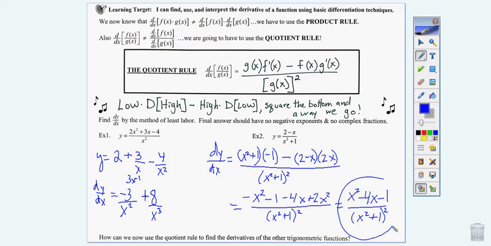And there's no more work we can do to that to simplify it. So that is our derivative of this one. That's our first quotient rule. Now, obviously, you're going to need more practice as we go through those.